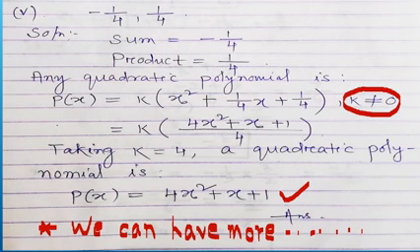Again, in the same way, let us find for Roman number 5, question number 2. The sum is minus 1 by 4 and the product is 1 by 4. So any quadratic polynomial is k times x square minus sum of the zeros into x plus product. So minus 1 by 4 will become plus, so we have written it like this. After taking LCM, the numerator will become 4x square plus x plus 1 divided by 4. So for a particular quadratic polynomial, let us take k is equal to 4 to make the denominator 1. And the quadratic polynomial is 4x square plus x plus 1.